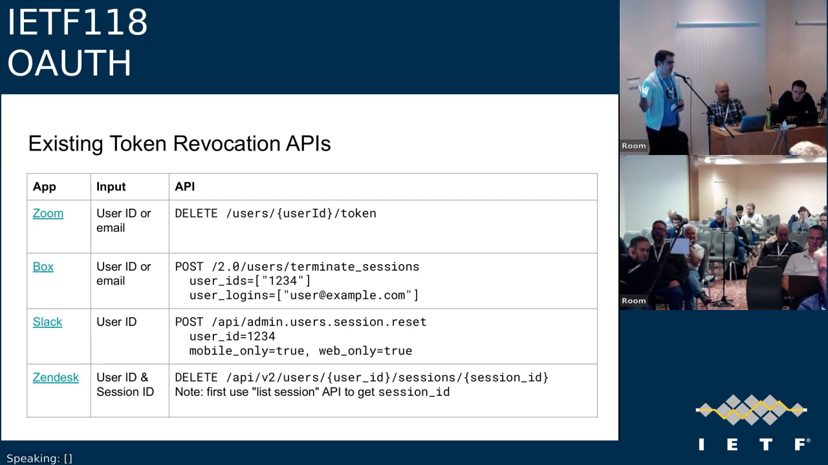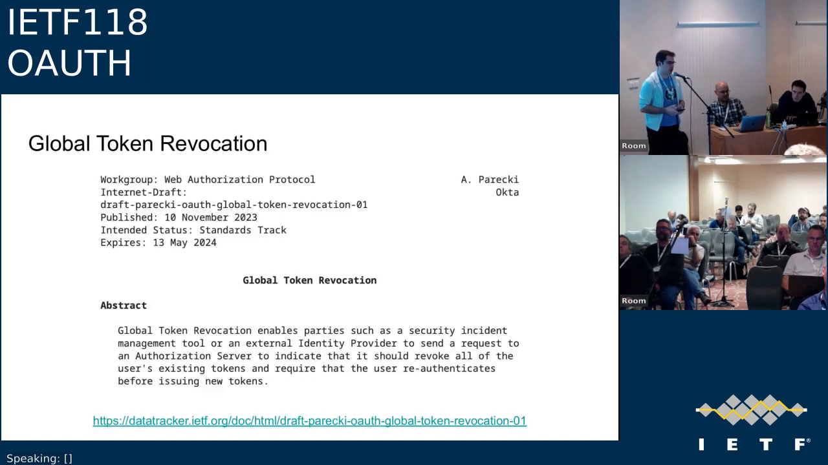In these examples, it is a user ID, opaque user ID, or an email address, or some of them accept both. So if we take all of this context, then the simplest thing we can do is to create a new replication endpoint, which is in this draft, which I have published today.